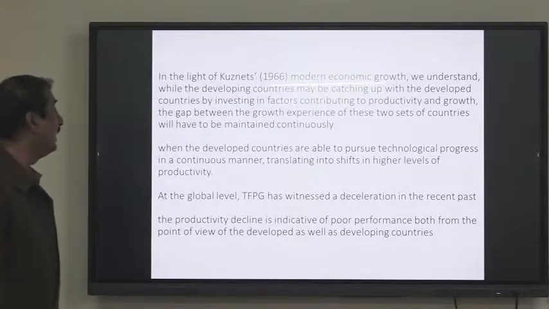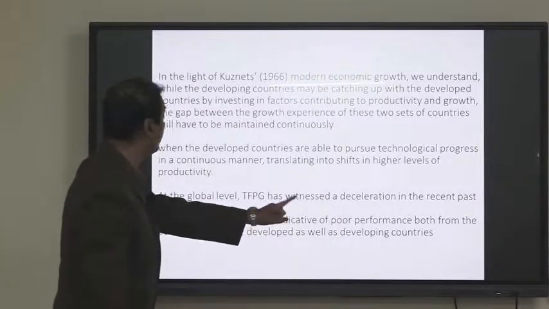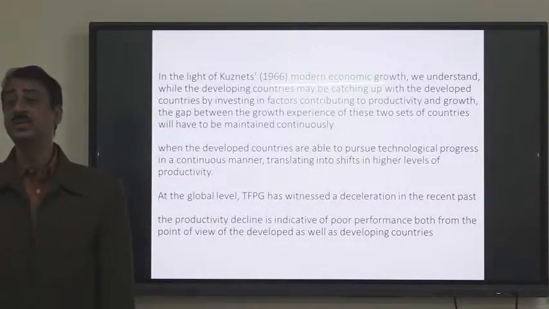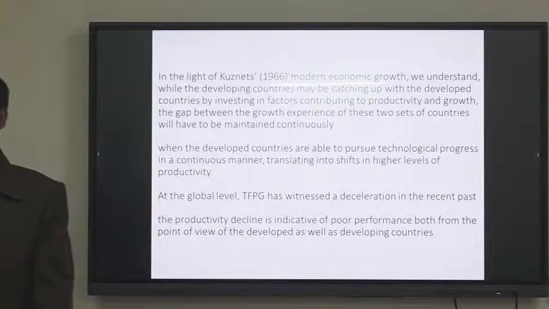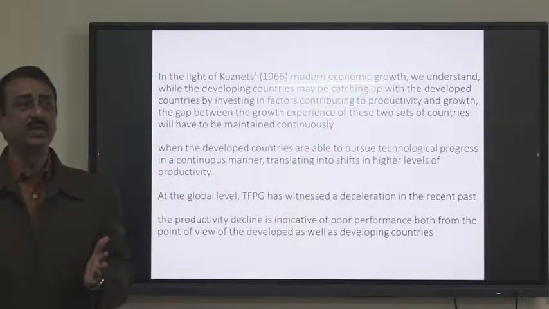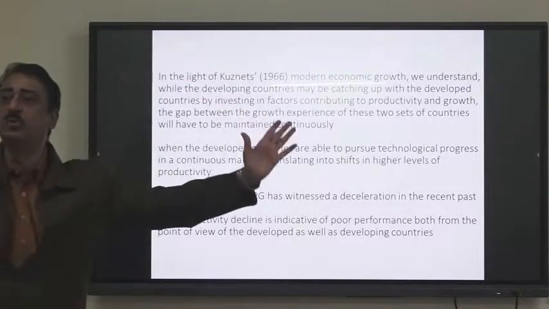The productivity decline is indicative of poor performance from the point of view of both the developed as well as developing countries. The developed countries are not able to innovate more and more. They feel that ICT is a crucial component for innovation, and ICT has already reached a boom.